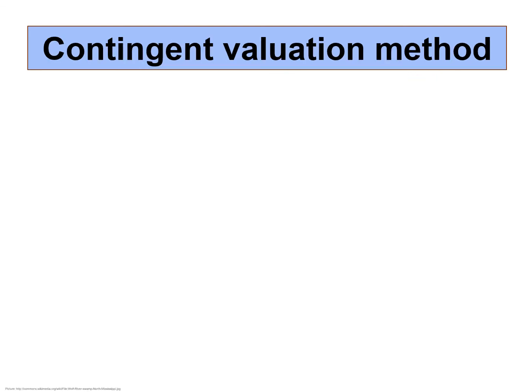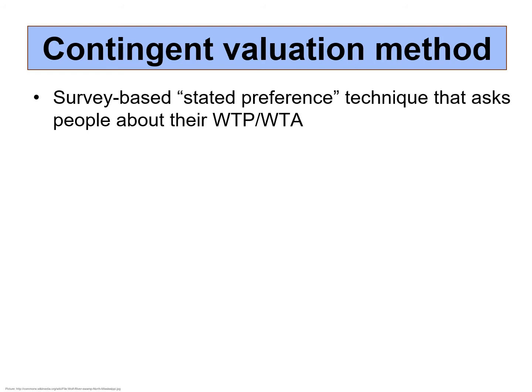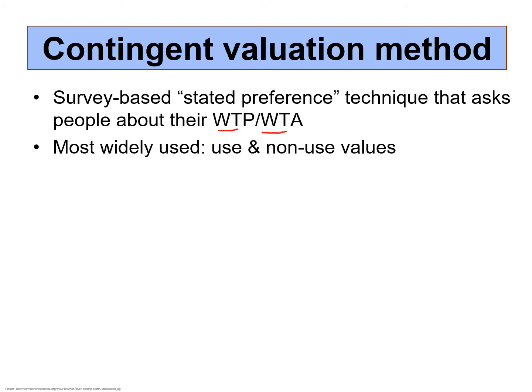Okay, let's discuss the contingent valuation method. It is a survey-based stated preference technique that asks people about their willingness to pay or willingness to accept for a reduction in the environmental quality. So it is mostly used to estimate the use or non-use values.